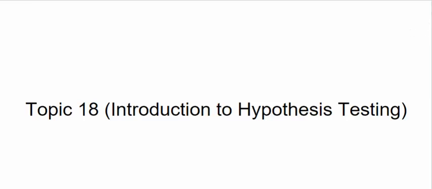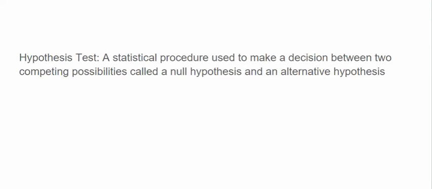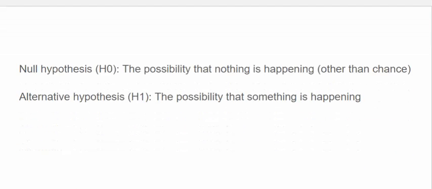So let's get into some of the vocabulary. First of all, we need to know what a hypothesis test is. A hypothesis test is a statistical procedure that's used to decide between two competing possibilities called a null hypothesis and an alternative hypothesis. Remember I told you that a hypothesis test is used to decide between two possibilities, and each of the two possibilities has a name. They're called the null hypothesis and the alternative hypothesis. So let's define them right now.